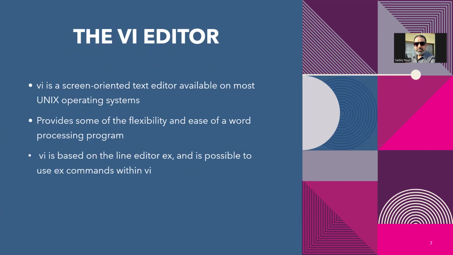So, the VI editor. VI is a screen-oriented text editor available on most Unix operating systems. The VI editor provides some of the flexibility and ease of a word processing program. VI is based on the line editor EX, and it is possible to use EX commands within VI. You can use the EX commands within the VI editor.